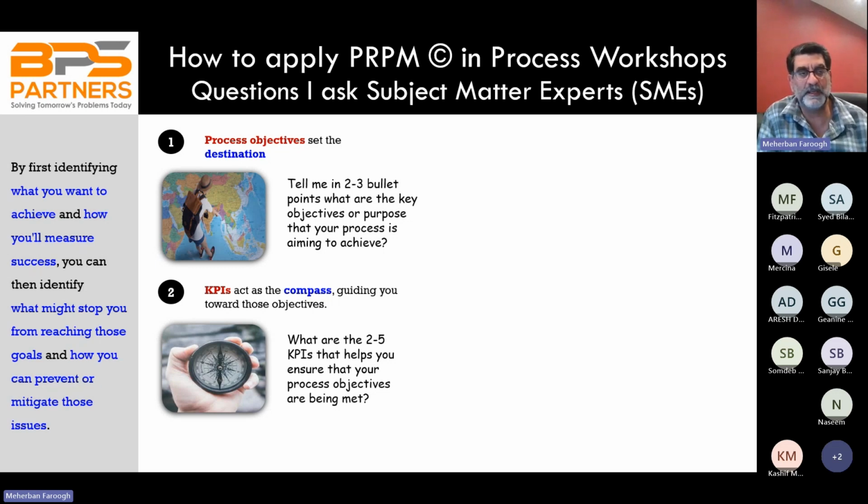And when I'm saying 2 to 5, again, they might come up with 7 or 8. But what are those 2 to 5 KPIs that help you ensure that your process objectives are being met, right? So that's your compass. That's a compass that's telling you you're heading in the right direction. That's what the KPIs are.